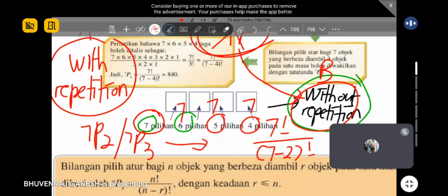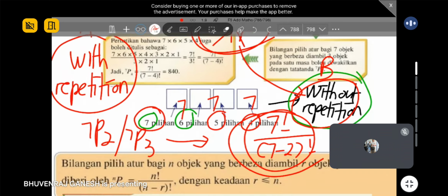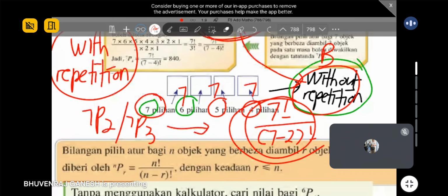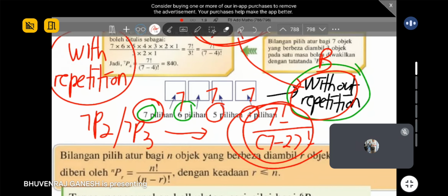Unless the question is solve the equation, selesaikan persamaan, then only you must show something like this. Okay, guys? Clear on that? So make sure you don't simply write out the whole formula. Base masa only. Okay? All right.